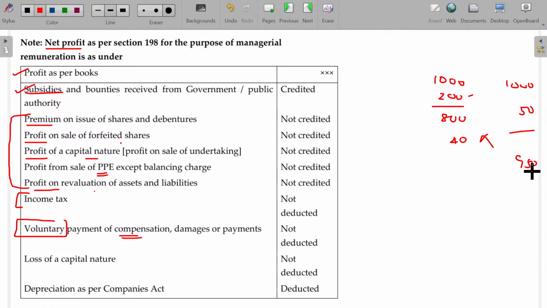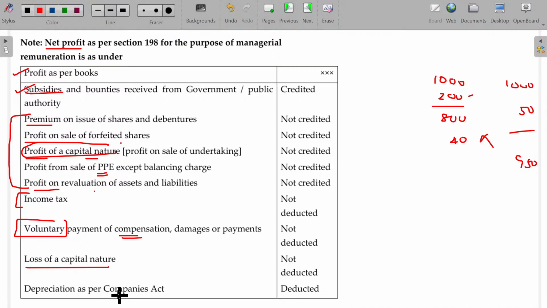From that, you can give the compensation. In case of voluntary compensation, that cannot be debited in your P&L account before the distribution of managerial remuneration. So, you have to remove this. And profit of capital nature is removed. Similarly, loss of capital nature should also be removed.